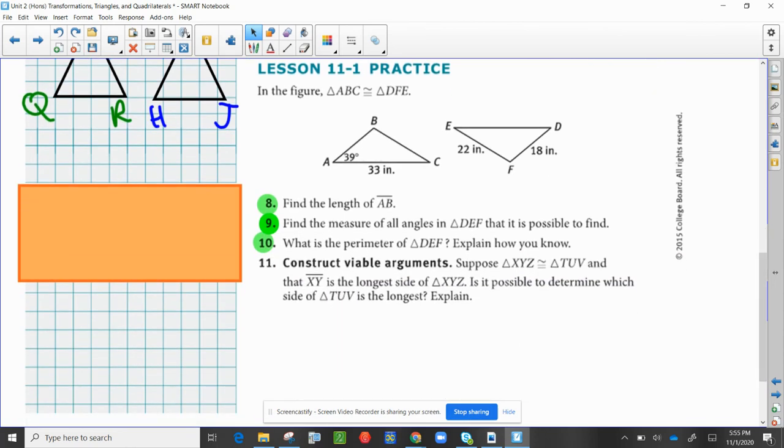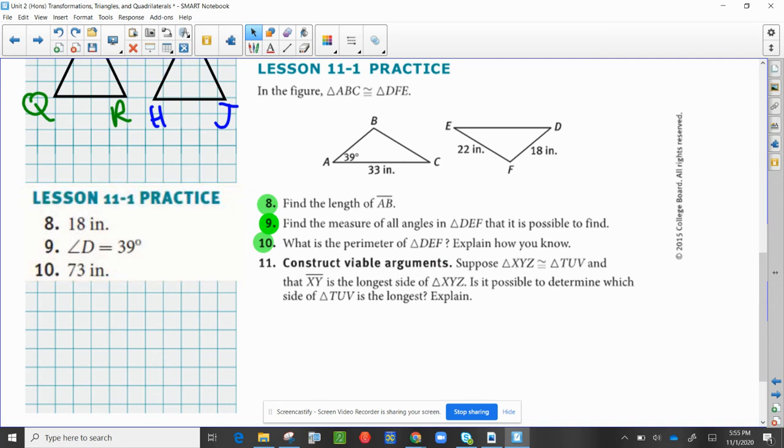Okay, we're just going to finish up then with questions 8, 9, and 10. They're telling you the triangle ABC is congruent to DFE. So that's a fact. So we know that all their corresponding sides and their corresponding angles are congruent. What they're going to have you do in number 8 is find the length of AB. And number 9, find the measure of all the angles, if it's possible, in the triangle DEF. And then find the perimeter of DEF is number 10. So go ahead and try 8, 9, and 10 really quick. And then that's the end of our lesson.